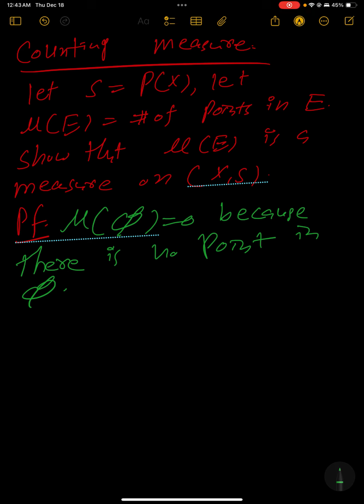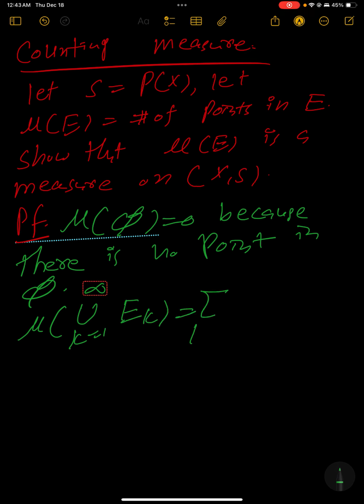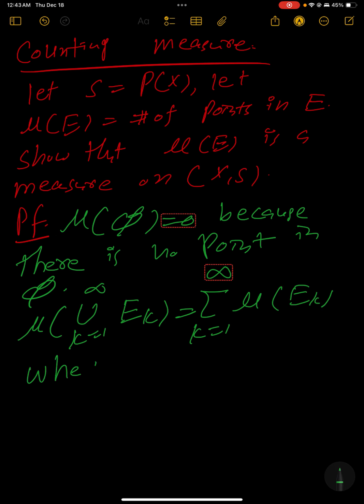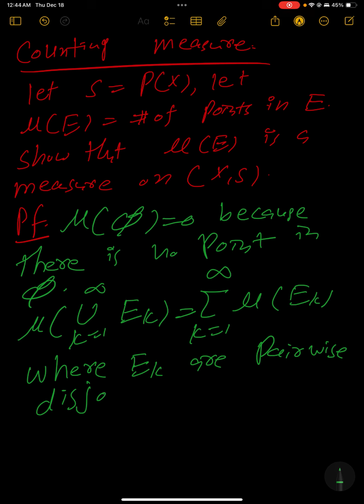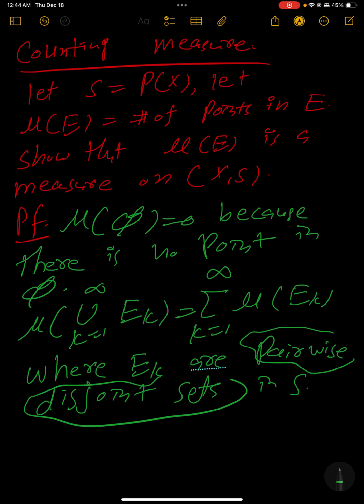Our actual thing to prove is that the measure of the union of E_k, k equals 1 up to infinity, is equal to the sum of k equals 1 up to infinity of the measure of E_k, where the E_k are pairwise disjoint sets in S. This is very important. We should not forget this property, because this is everything.